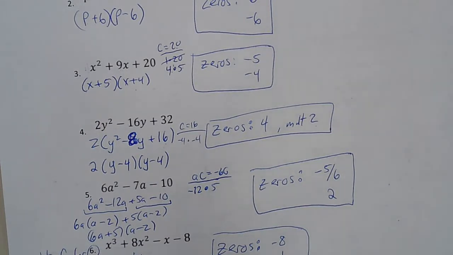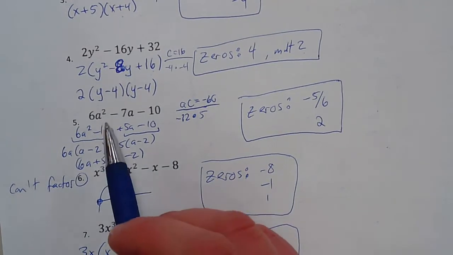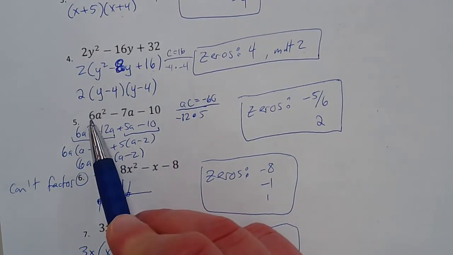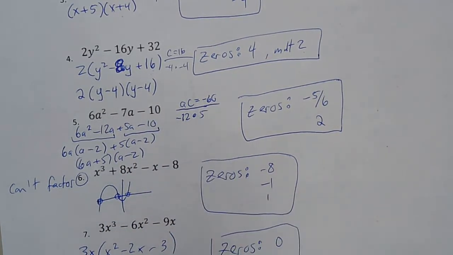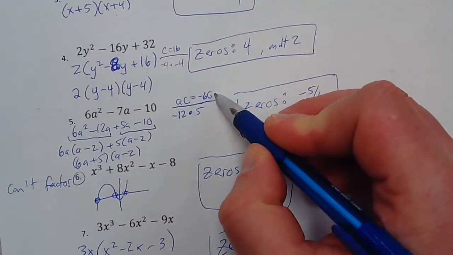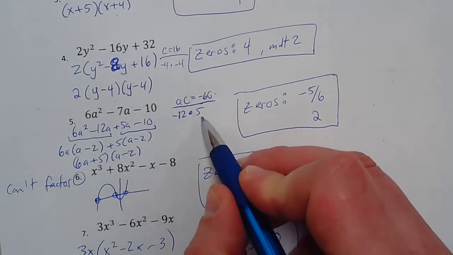Number 5, I think this is the only one on here where a is not equal to 1. So again, we check for a GCF. This one doesn't have one. But when a is not 1, we have to use our AC, or grouping style of factoring. So I multiplied a and c together and got negative 60. Then I found factors of negative 60 that added to negative 7, so I used negative 12 and 5.